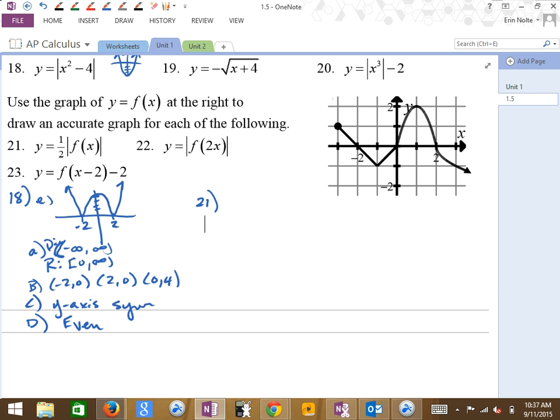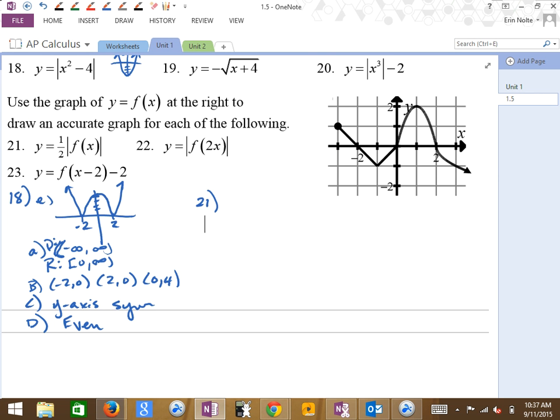Okay, then on the second one, looking at the first point, since it's already above the x-axis, all I have to do now is do half as high. So it's going to go at 1/2 at that point.